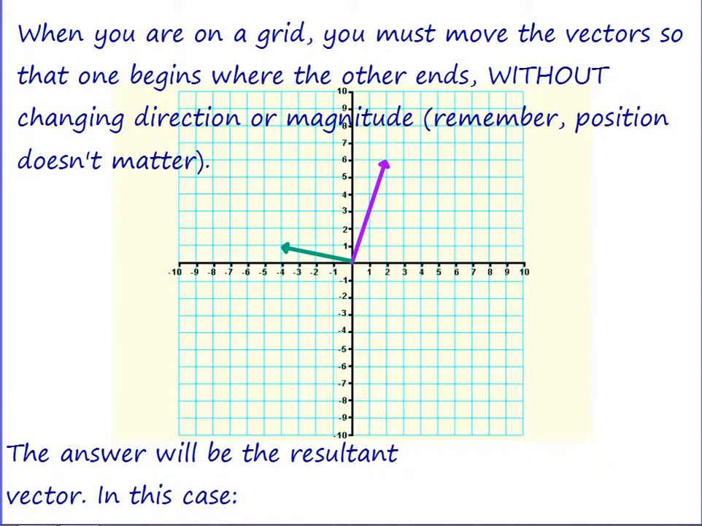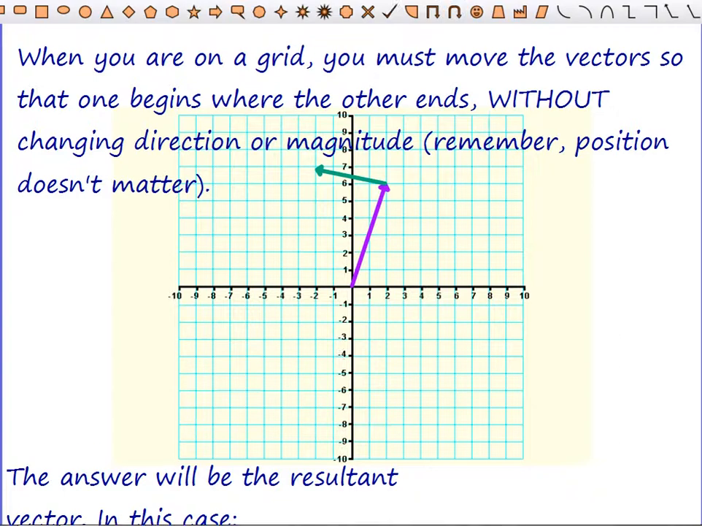When you're on a grid, you need to move vectors so that one begins where the other ends. When you're walking to a different place, you wouldn't go back to where you started before you change direction. So we're going to move one or the other of these two vectors so that one ends where the other begins. I can move the green vector, or I can move the purple vector. Either way, I will get the exact same answer. So I'm going to move the green one for now.